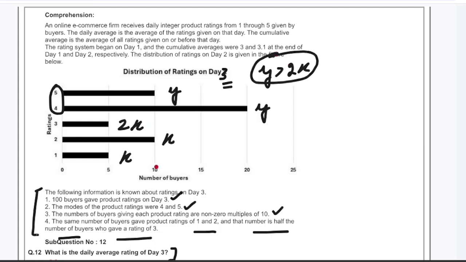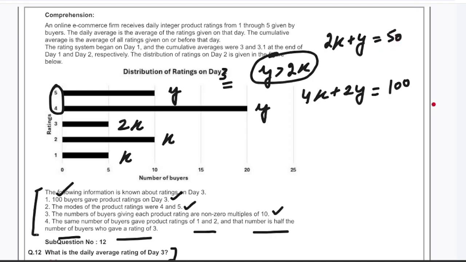Now let's add all that. x plus 2x is 4x plus y, that is 2y. So the first information I get is that 4x plus 2y is equal to the 100 buyers given to me. That means this is equal to 100. So I can write this as 2x plus y equal to 50. This is the information I can conclude as of now.